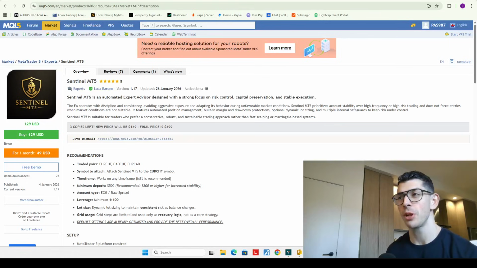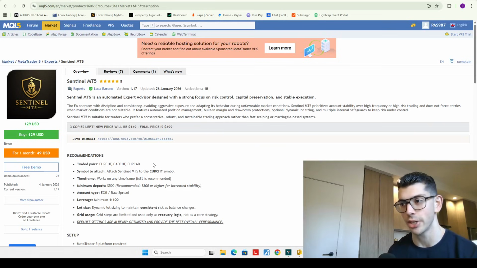In this video, we're going to be looking at the Sentinel MT5 Expert Advisor by Mr. Luca Barone. This bot looks pretty interesting because it's a currency grid from what I can tell, but it looks to be a rather well designed one. And he's being very transparent with what this is too. He says it's based on discipline and consistency, with built-in margin and drawdown protections.